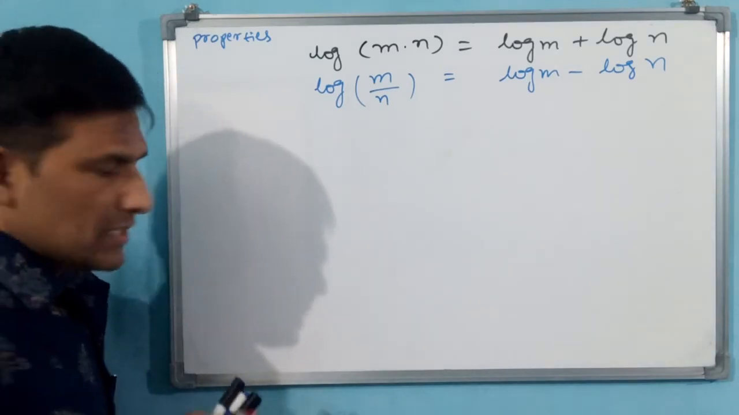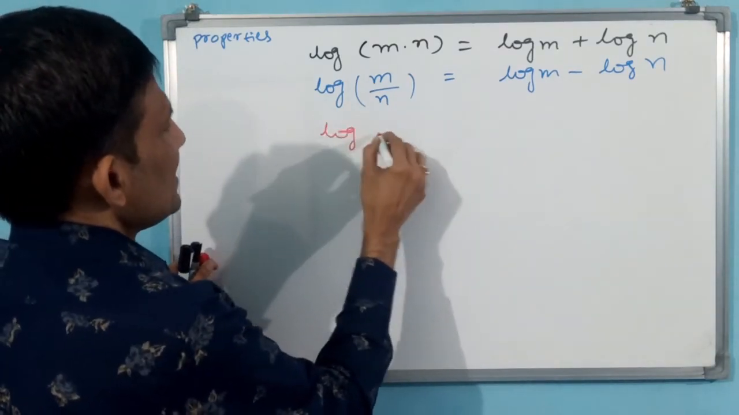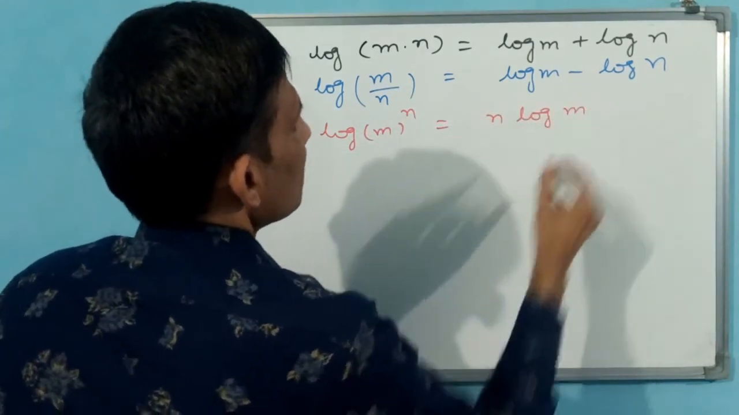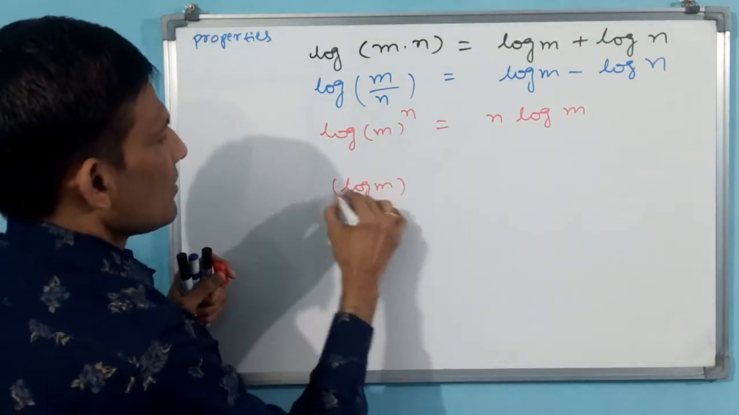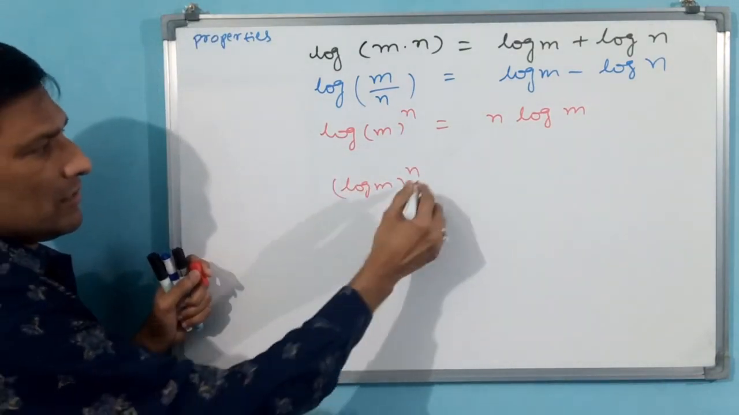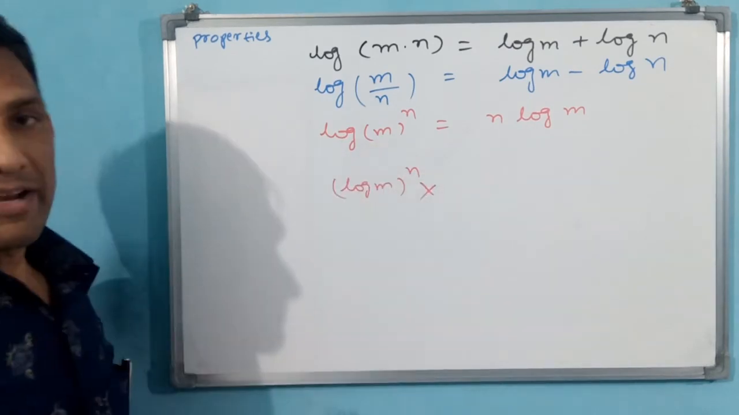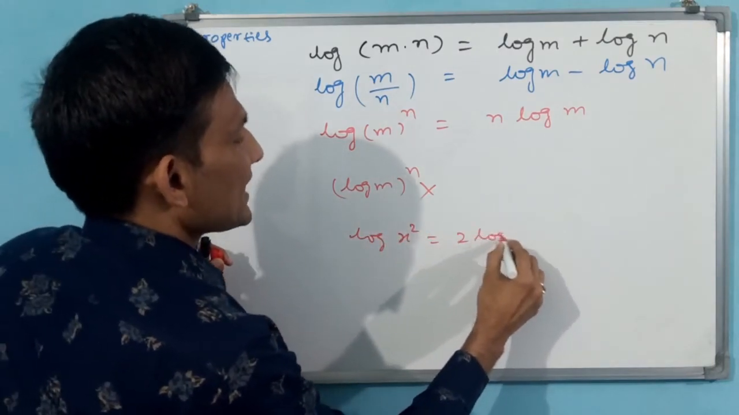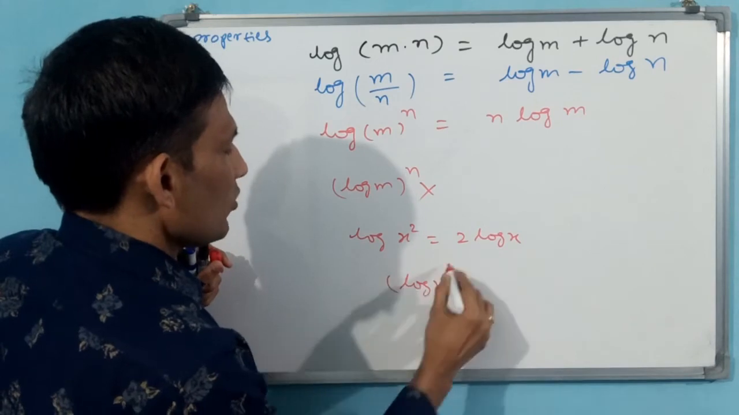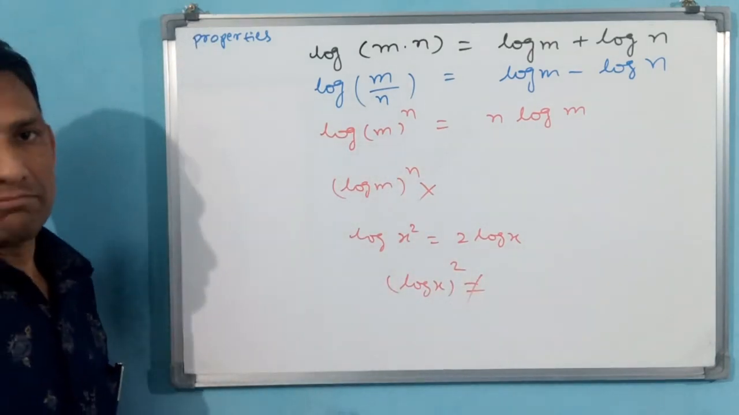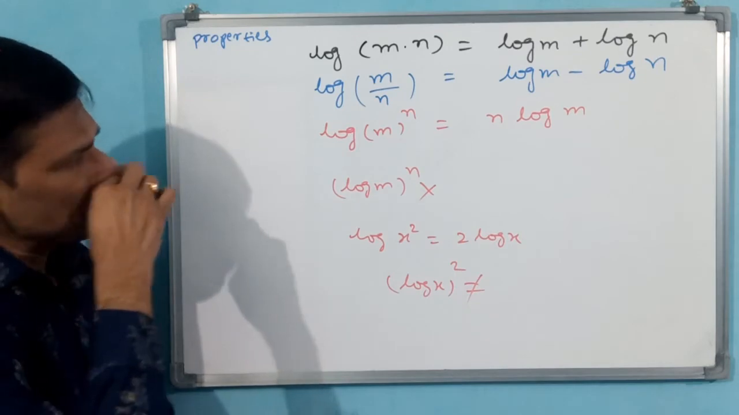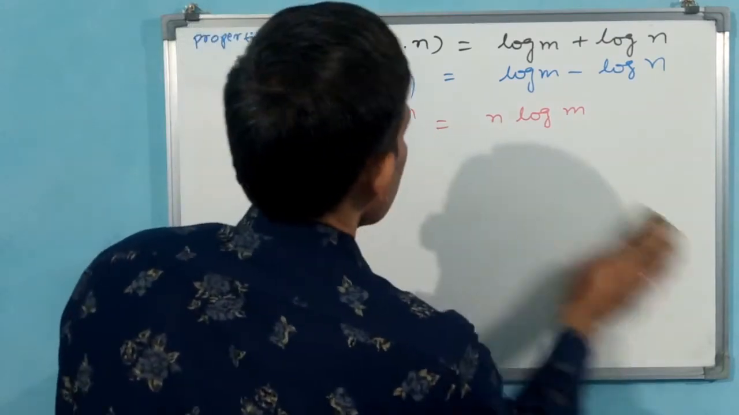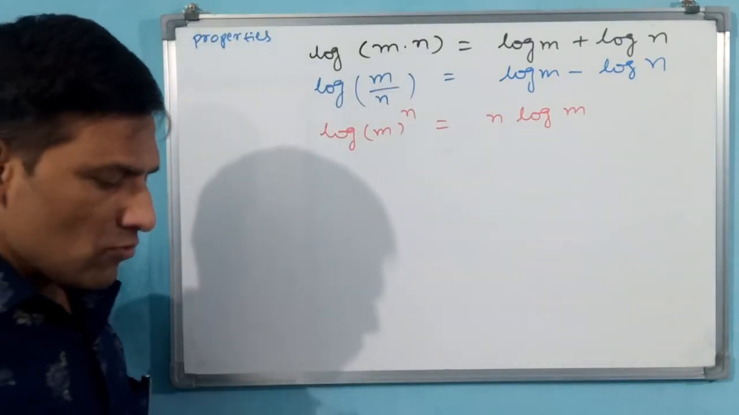Okay. Now another property: log m to the power of n is equal to n log m. This is not like this one. Keep it in your mind. These both are different. Or we can say log x square is equal to 2 log x. Log x whole square does not have any property. Okay. Log m to the power of n is equal to n log m. These three properties you have to note down.